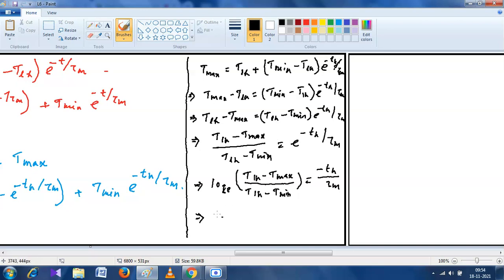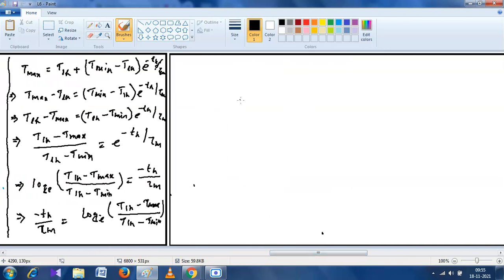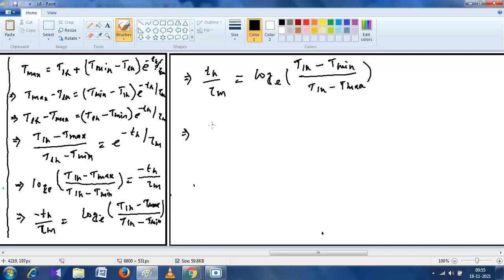माइनस को हटाना है, because the left hand side is th by tau m is equal to log e base t max by tlh plus t min है। ये है हमारे पास। माइनस को हटाना है, क्या लिखेंगे बोलिए? th by tau m is equal to log tlh minus t min by tlh minus t max। देखिए ये लिख सकते हैं, can I write like that?